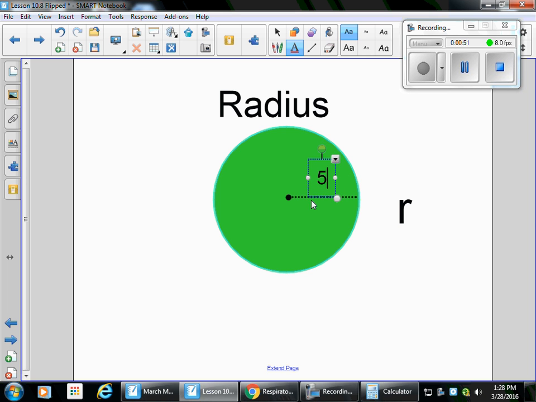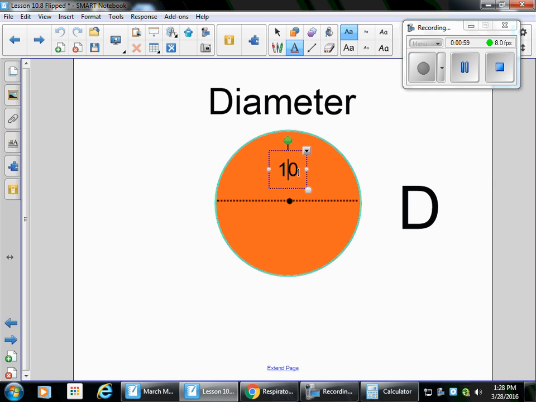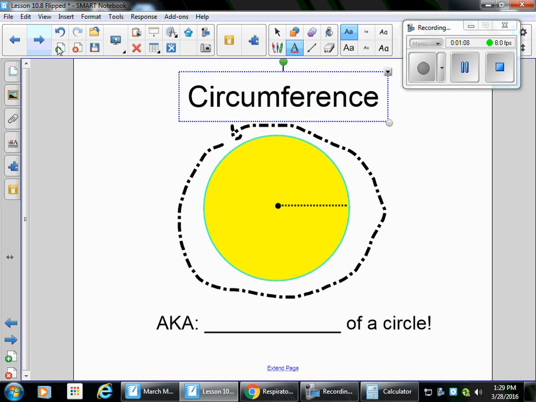If my radius is 5, my diameter is 10. So let's say my radius is a 12. If my radius is a 12, that means my diameter would have to be 24. Not 124, 24. I'm hoping that makes sense as a little review here.